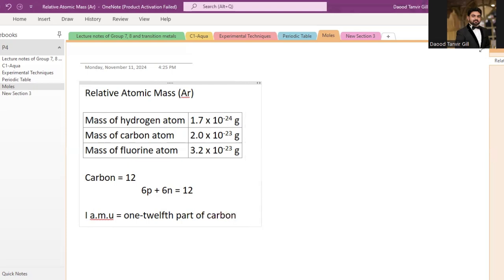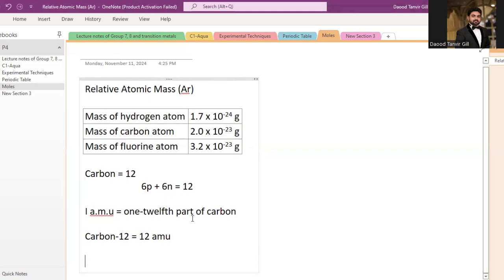So students, how do we get the AMU for elements? For example, I am writing an example of carbon. Carbon is 12, so it will be 12 AMU. So how much will 1/12 of carbon be? This will be equal to 1 AMU.